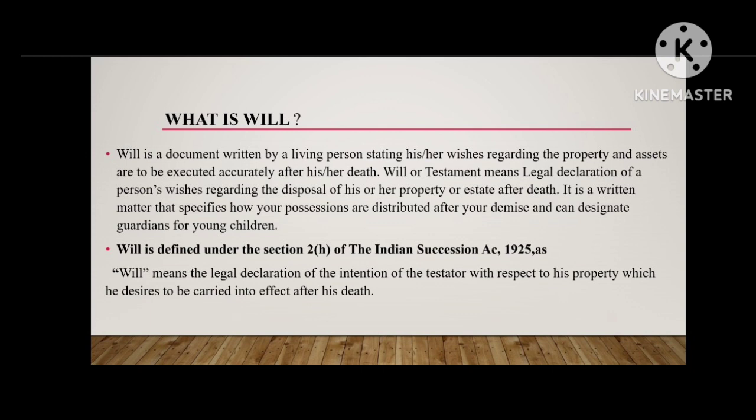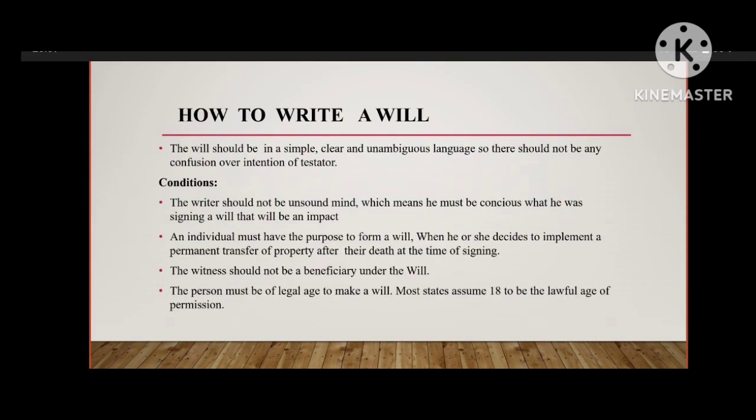Will is defined under Section 2(h) of the Indian Succession Act 1925 as: will means the legal declaration of the intention of a testator with respect to his property which he desires to be carried into effect after his death. How to write a will?